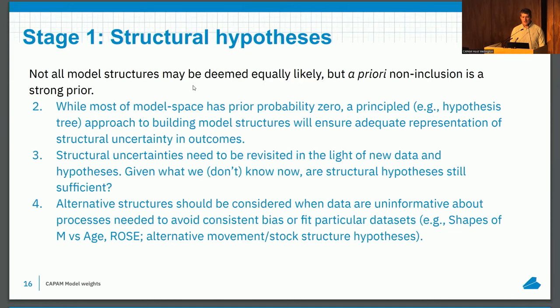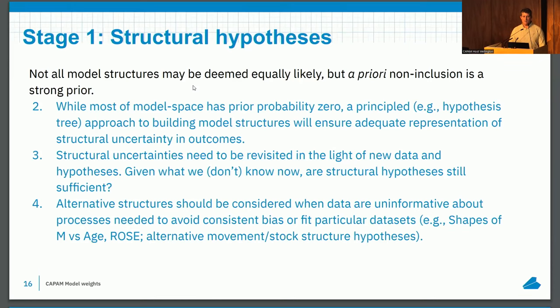I think another good practice here is probably to revisit structural uncertainties in your ensemble models. Just because you had a set of uncertainties and structures last time doesn't mean that you necessarily have to go with the same ones this time. Carolina's presentation gave a really good example of when you probably want to switch your structural assumptions at the next iteration.